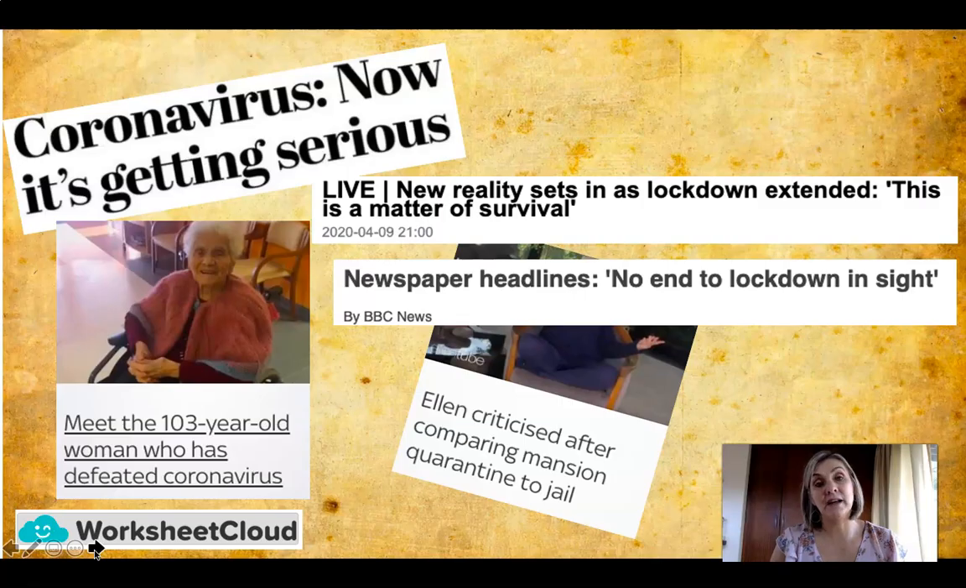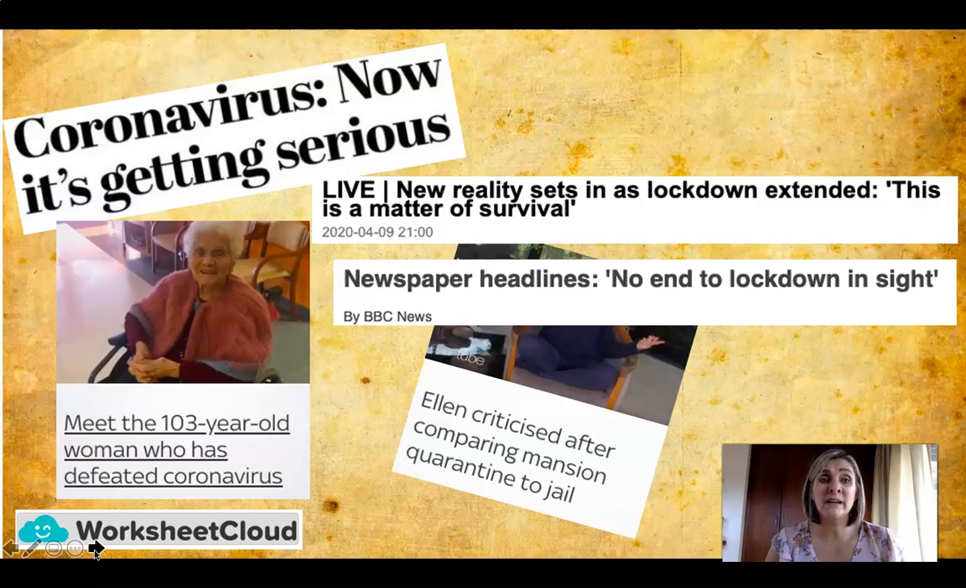These are some of the ones that I found now that are recent. Coronavirus. Now it's getting serious. That would have caught me because I think in the beginning, before we had lockdown, we were probably going, oh, how serious is this? Now I want to know the facts. Why is it getting serious? If we look on the left, meet the 103-year-old woman who has defeated coronavirus. Wow, I'd love to hear more about that.